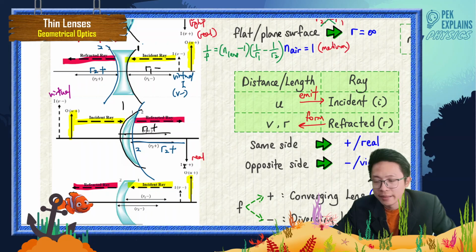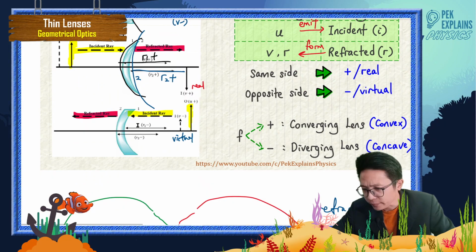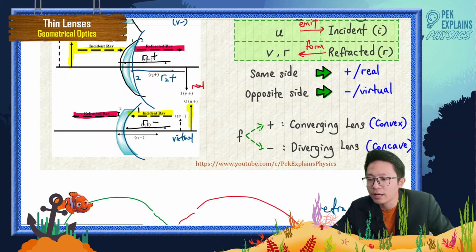Now look at which one is the first surface. The first surface is the one that receives the incident ray. This is the first surface. Where's the radius? The radius is over here. This is R1. You see that? So this R1 is opposite to the refracted ray, so it is negative.